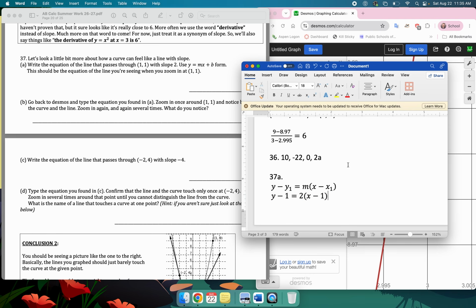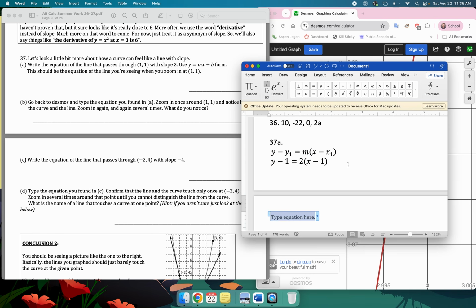Right? So that's what it is in point slope form. And then to put it into y equals mx plus b form, I just need to solve for y. If I distribute the 2, I get this. If I add 1 to both sides, I get y equals 2x minus 1. Okay? So that's y equals mx plus b form for this one. Cool. All right, so that's done.